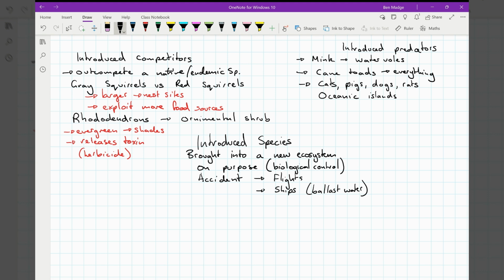So these ate all the endemic flightless birds. Things like the kea, which is a beautiful green flightless parrot from New Zealand.